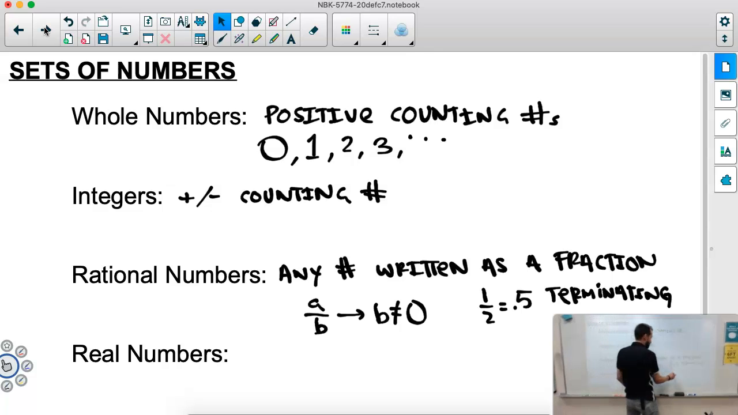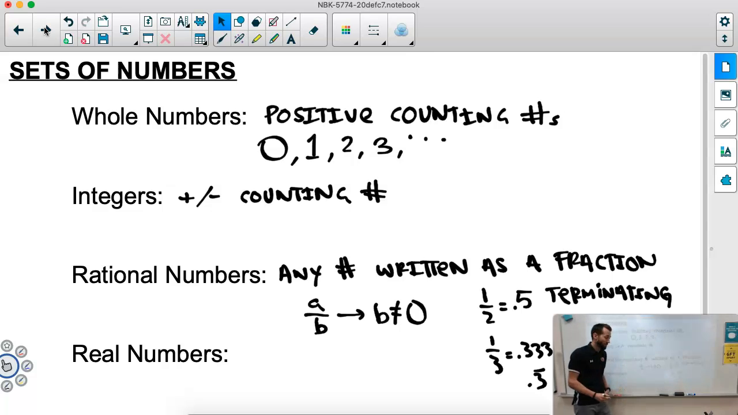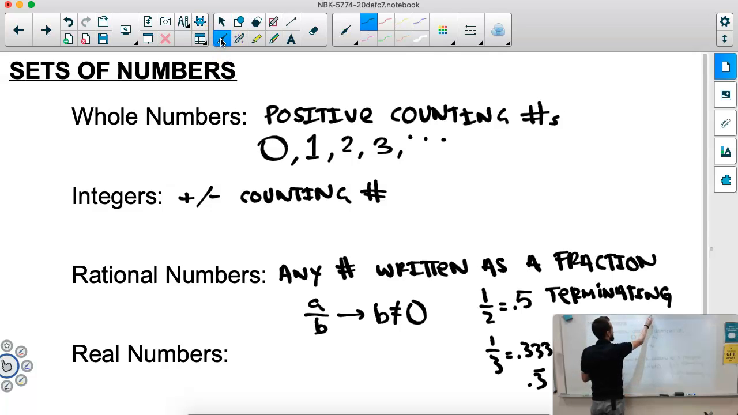So they could be terminating, or if I had something like 1/3, right, that's 0.333, and it goes on. Sometimes we write it like this, 0.3 with a little line above it, if you remember that. And that basically would be a repeating decimal. Okay, so rational numbers are any number that can be written as a fraction, which would include terminating decimals and repeating decimals.